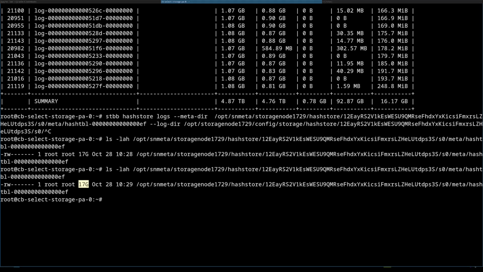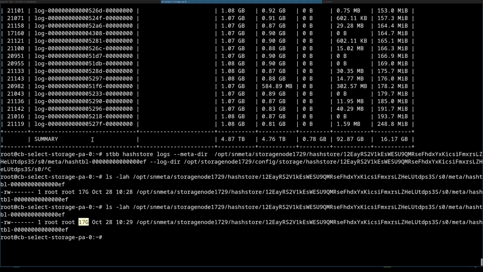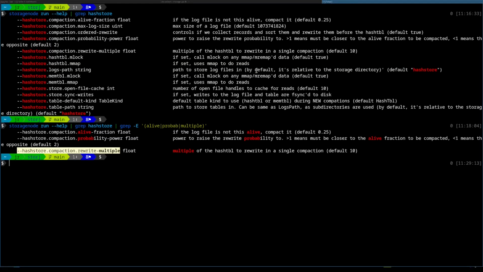Once in 12 hours it will start to compact, it will iterate over and over again and again. And during one iteration, it can rewrite only 170 gig with the default settings. If you have lots of free space and you can guarantee that the free space will be there, then you can increase this one.